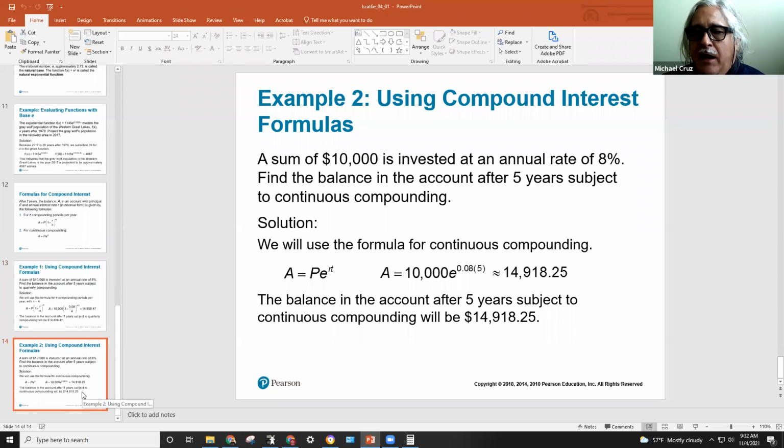All right, now let's look at it in terms of continuous.